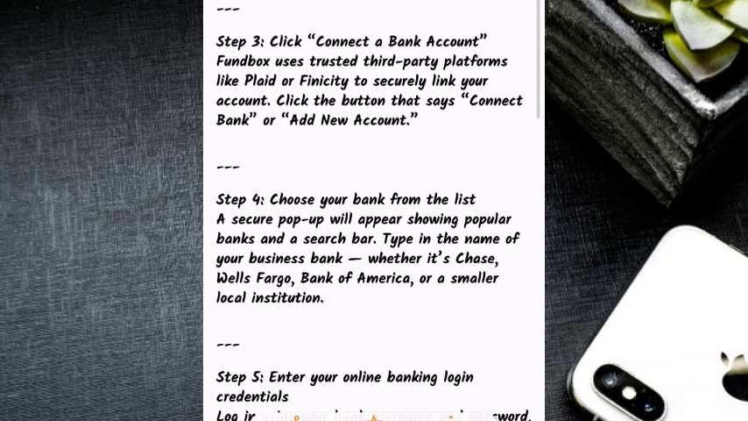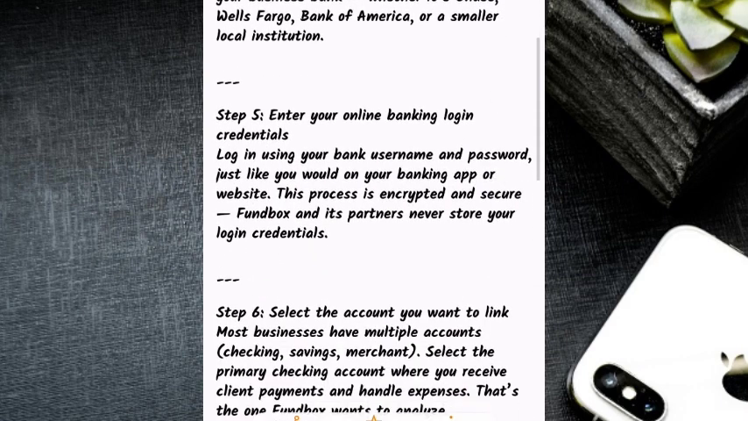Step 4 is to choose your bank from the list. Now a secure pop-up will appear showing popular banks and of course a search bar. You can just type in the name of your bank, whether it's Chase, Wells Fargo, Bank of America, or a much smaller local institution.